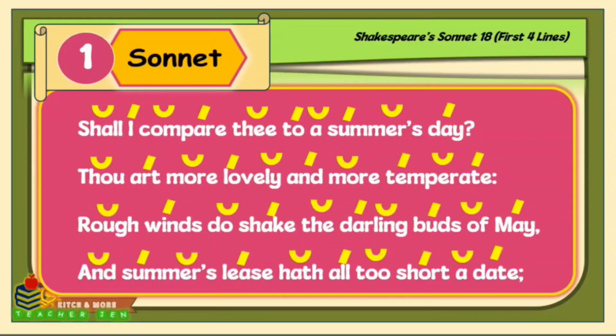Third, it has a rhyme scheme. Look at the last words of each line. Day and May rhyme, and that's A and A. Temperate and date rhyme, and that's B and B. So we call this an ABAB rhyme pattern.